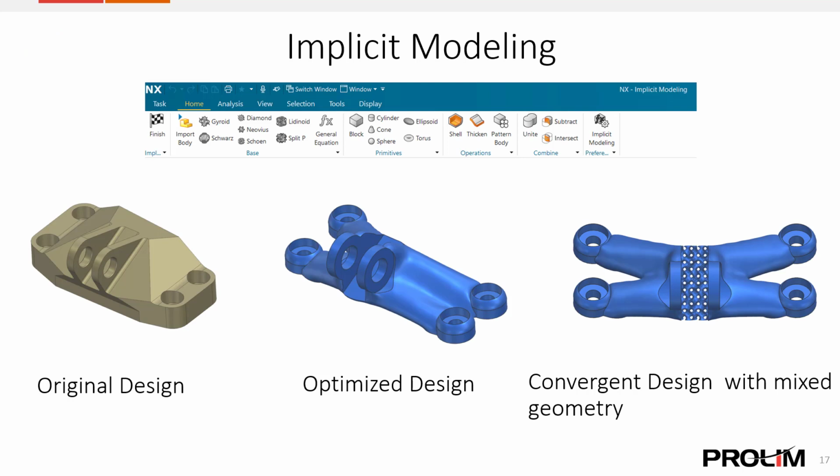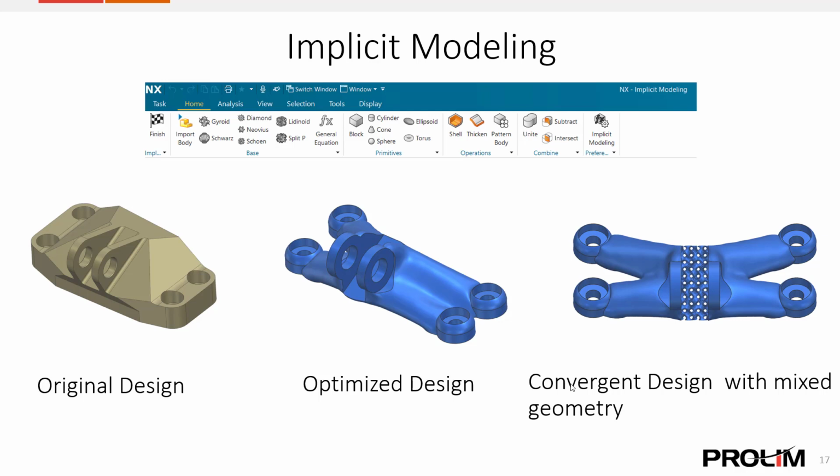So this is the end of that particular area on the lattice. Next, I'm going to be jumping into implicit modeling. And in the implicit modeling, I'm going to take my original design that I had in my webinar from 4 months ago, and we're going to make it a convergent design with mixed geometry.